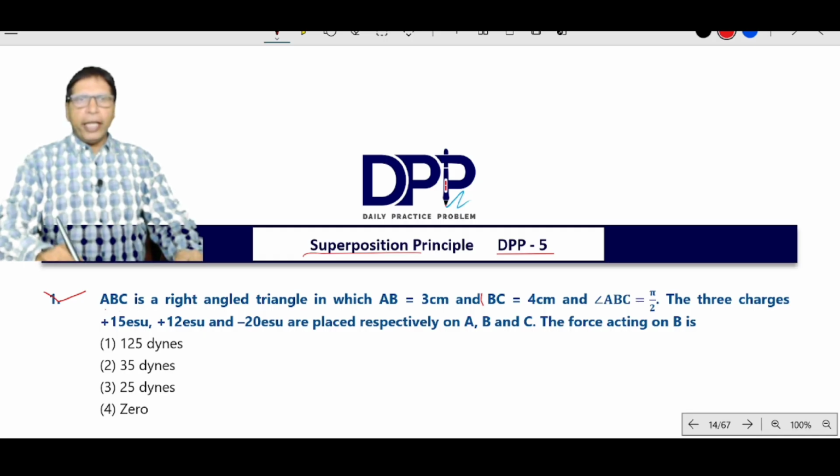Question number 1. ABC is a right angle triangle in which AB equal to 3 centimeter, BC equal to 4 centimeter and angle ABC is pi by 2. Three charges 15 ESU, 12 ESU and minus 20 ESU are placed at A, B, C. The force acting on B is.